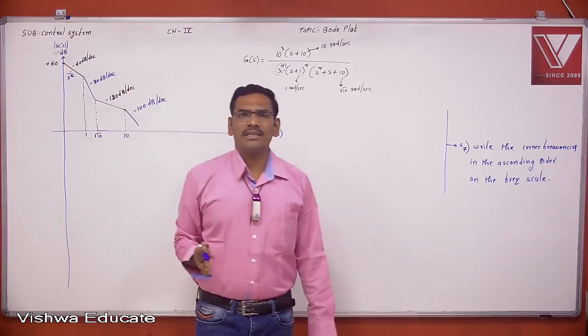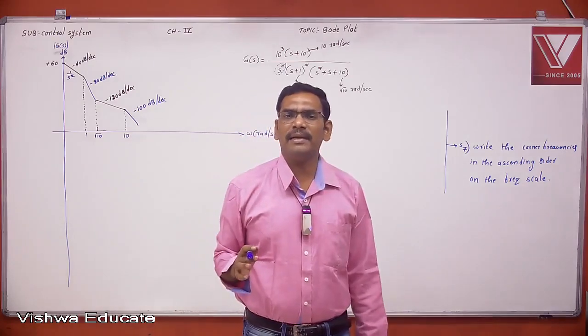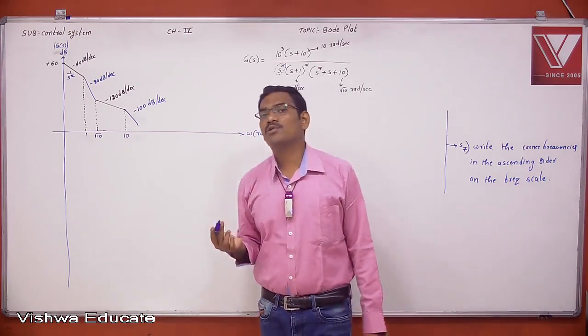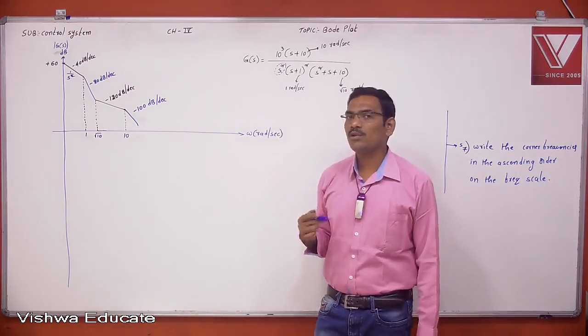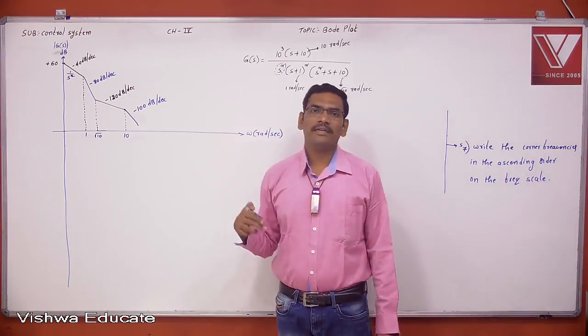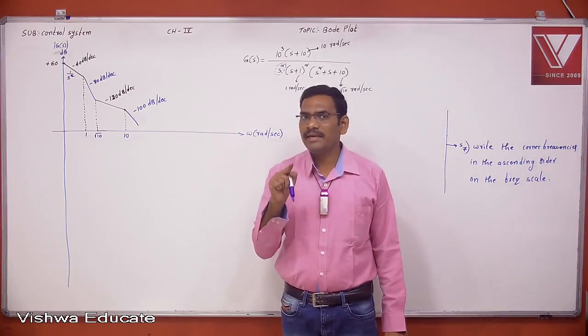That is the reason why the starting slope is minus 40 dB per decade. So in which option the starting slope is not minus 40 dB per decade, that option is the wrong option. Therefore you have one more chance to eliminate an option. Like that, these 2 options are also very useful and at least you should eliminate one option.